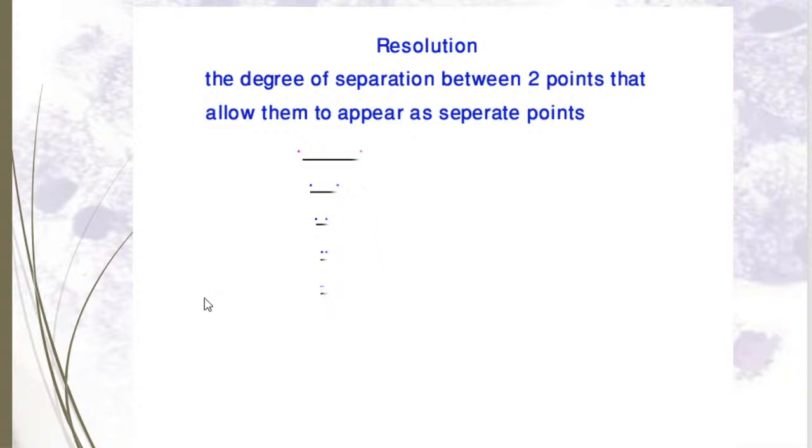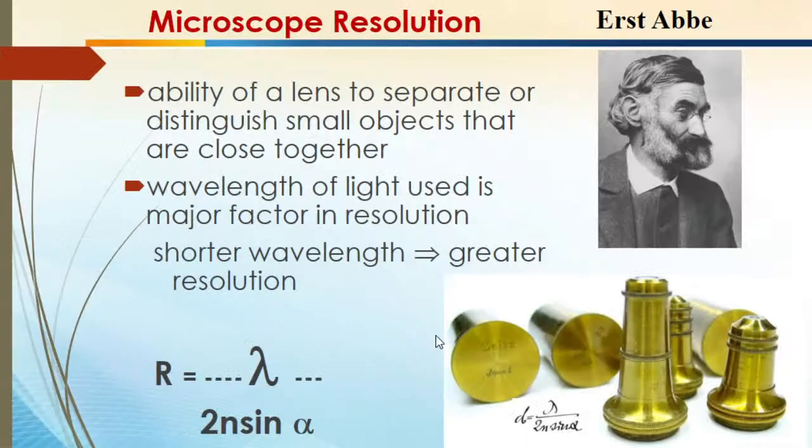But if we have magnified, you're very good seen again. Because of that, the famous German physics scientist Ernst Abbe defined the microscope resolution, like the ability of a lens to separate or distinguish small objects that are closer together. The wavelength of light used is a major factor in resolution.